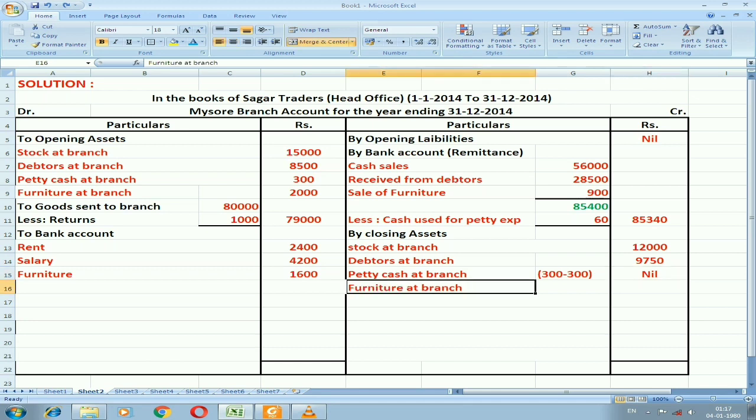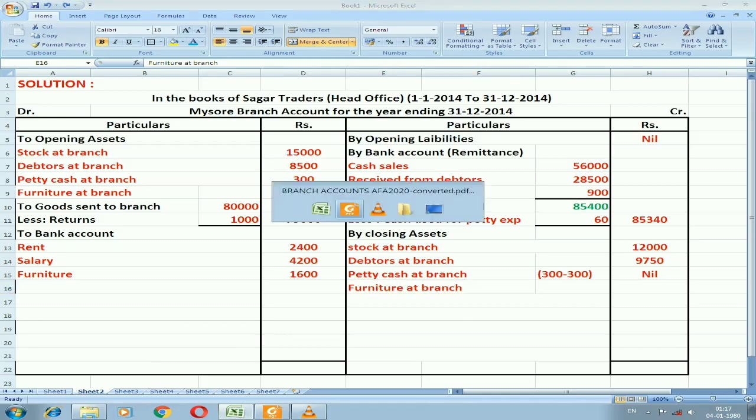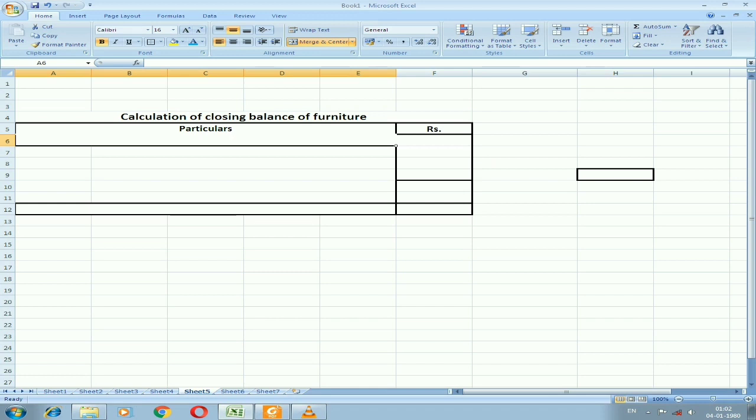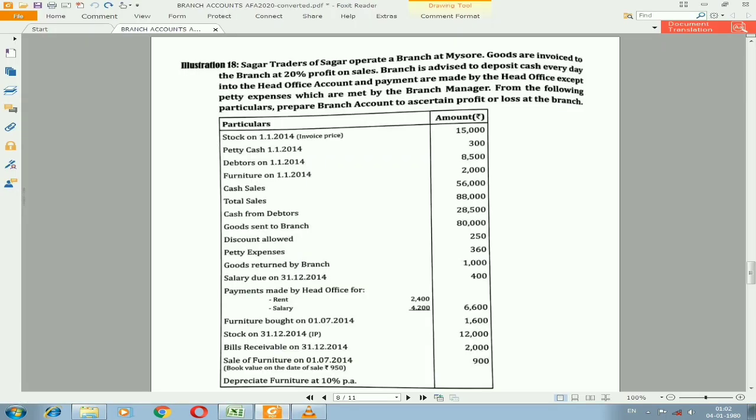Then we need to take furniture at branch. Furniture closing balance we need to calculate separately, because as you can see in the illustration, we have a sale of an asset in the year, purchase of a new asset in the year, and also we have depreciation. That is the reason it should be calculated separately, and then we can calculate the closing balance. I have calculated separately as a working note, the calculation of closing balance of furniture. First we are supposed to take the opening balance on the opening day. Furniture value on the opening day we had 2,000.